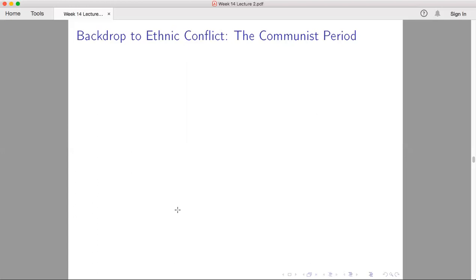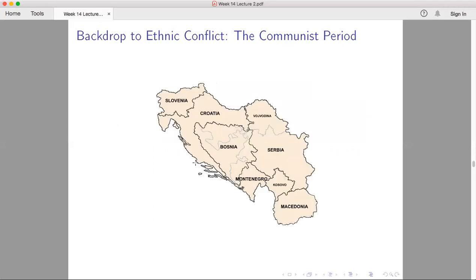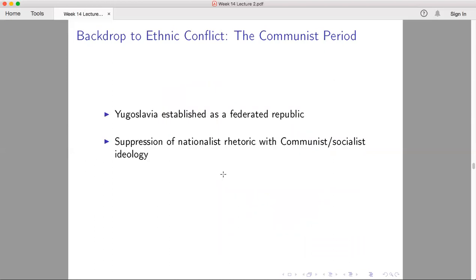So he does a couple of things to really diffuse any ethnic tensions in the area. First, he establishes Yugoslavia as a federated republic. So it's one whole country again, but they're independent states. So Slovenia, Croatia, Bosnia, Serbia, Montenegro, and Macedonia are all independent states, much like the states of the United States, whereas Vojvodina and Kosovo are autonomous republics. And all of this is kind of held together in the singular Yugoslavian state.